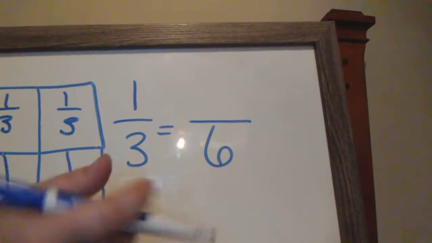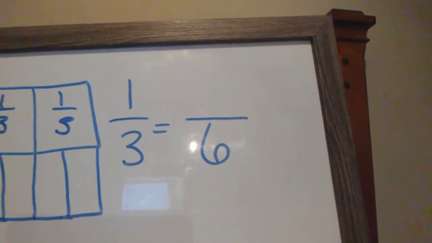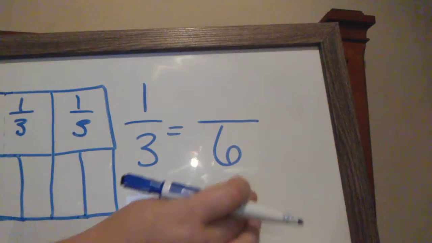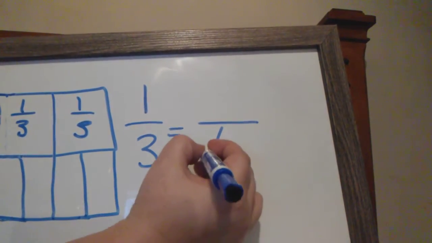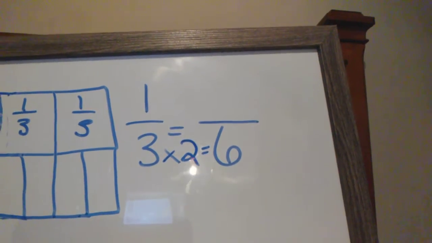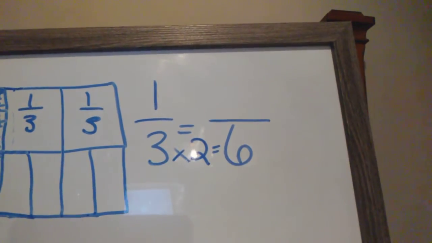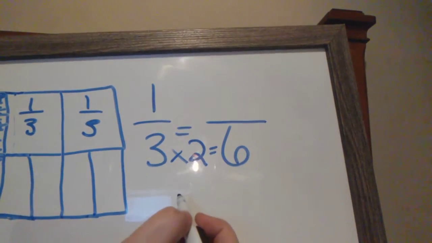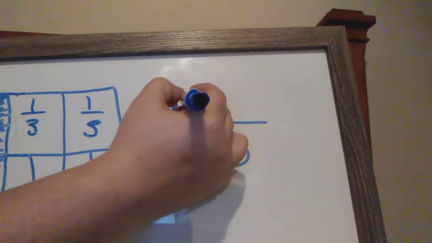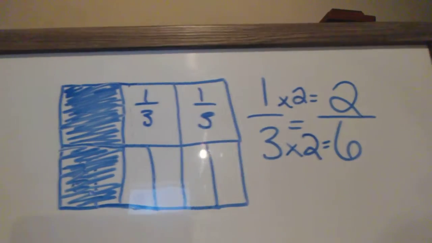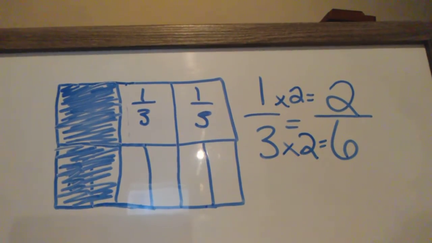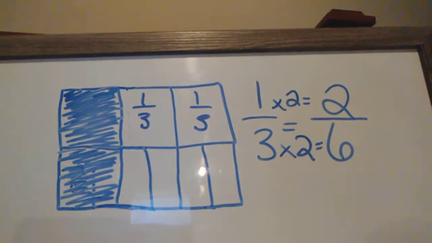Or I don't always have fraction tiles, so I can look and see what is the common thread between 3 and 6. How do I get from 3 to 6? Well, I multiply by 2. 3 times 2 is 6. Remember the rule, whatever I do on the bottom, I have to do on the top. So if I multiply by 2 on the bottom, I multiply 1 times 2 on the top. That gives me my numerator, 2. Either way that I choose to finish that one, you come out with 2/6.